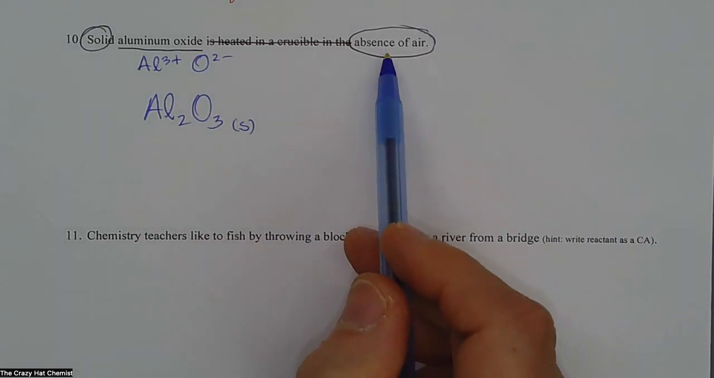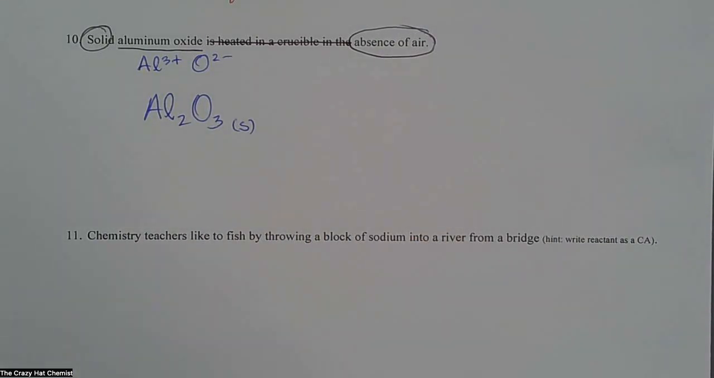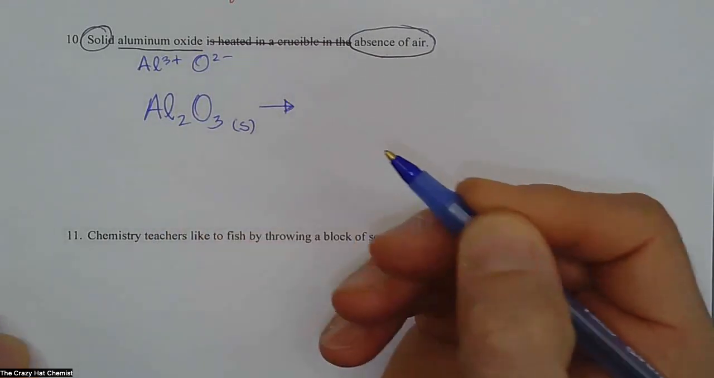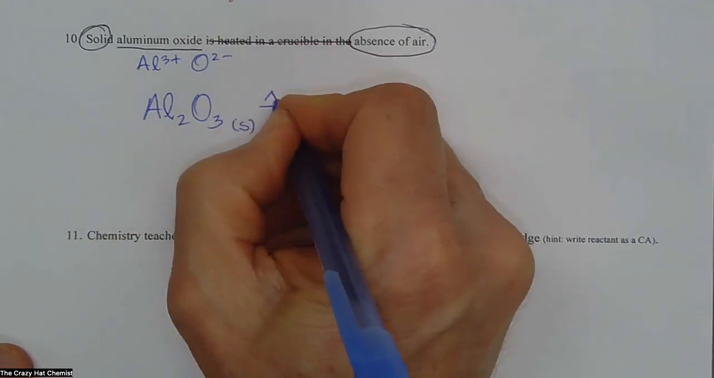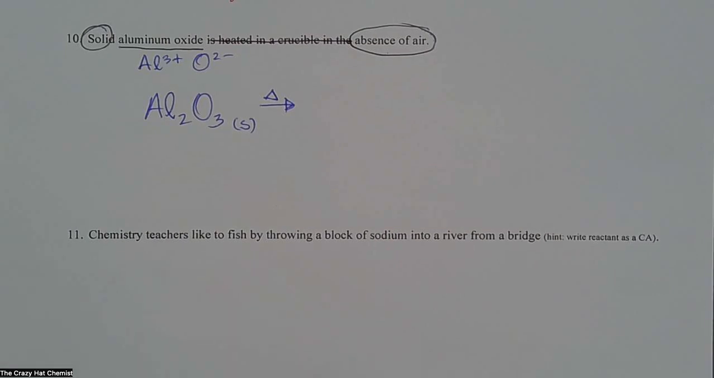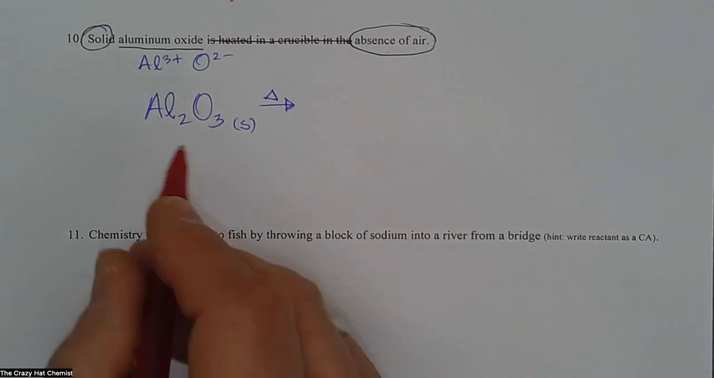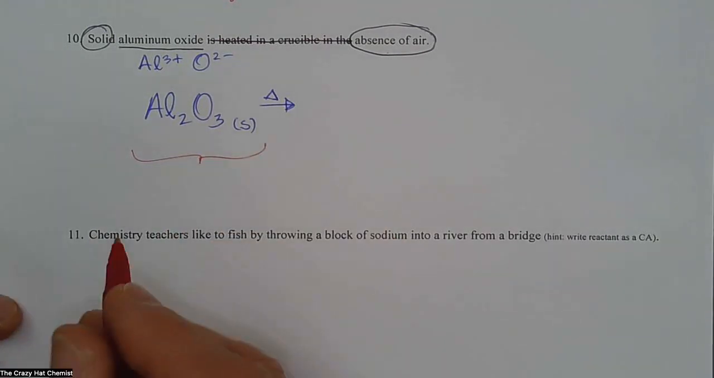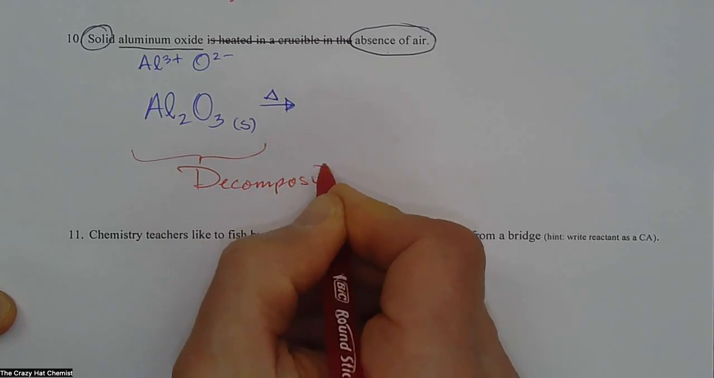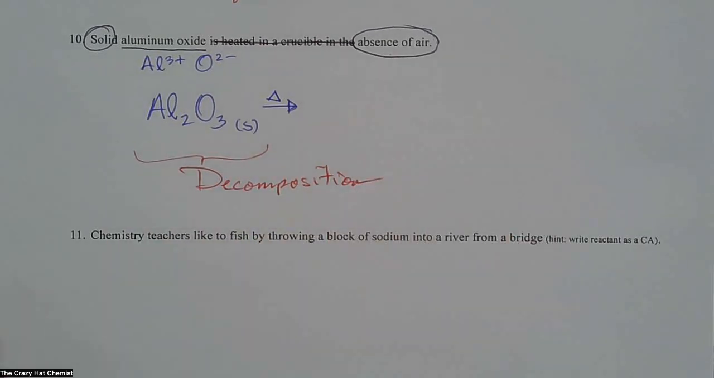And then it says in the absence of air. Well, you know, when you're absent from school, are you there? No, you're not there. So that means that there is no other reactant, and it's heated. So that means that this is a delta, a triangle. This is characteristic. This is the easiest type of reaction to identify what the reaction type is. And that is when there is only one reactant, it is a decomposition.